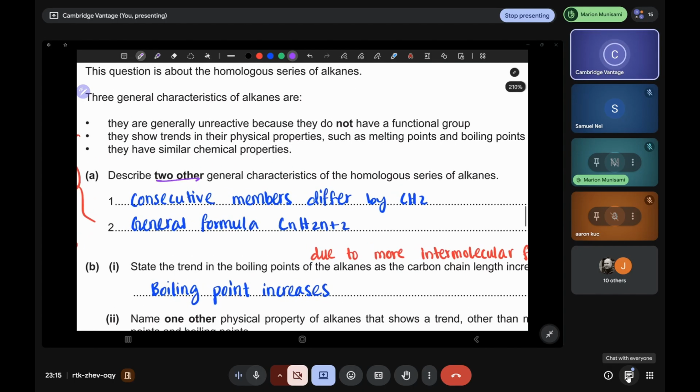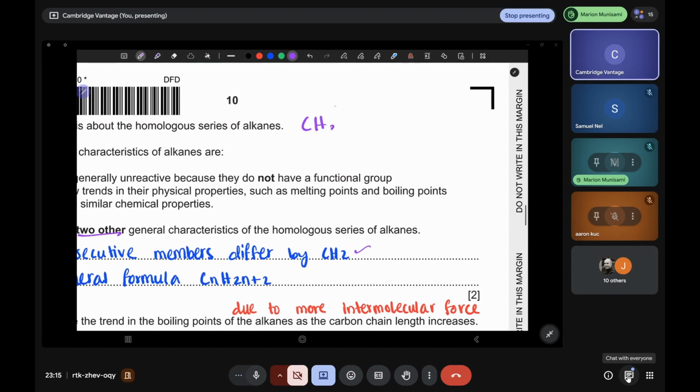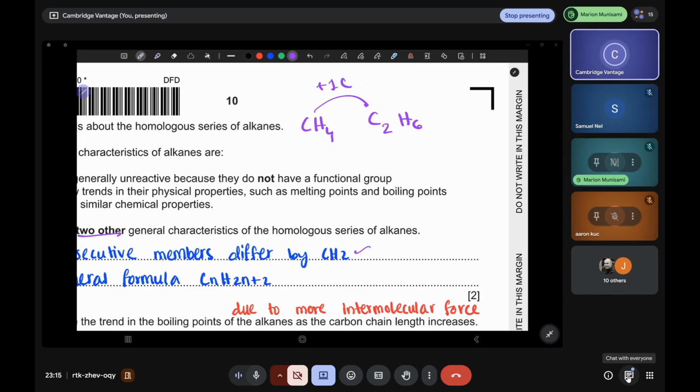So the first one that you should write is that consecutive members differ by CH2. Now, what does this mean? For example, methane, CH4. Ethane is C2H6. What is the difference from methane to ethane? It gained 1 carbon and it gained 2 hydrogen. That is why we say that they differ by CH2.